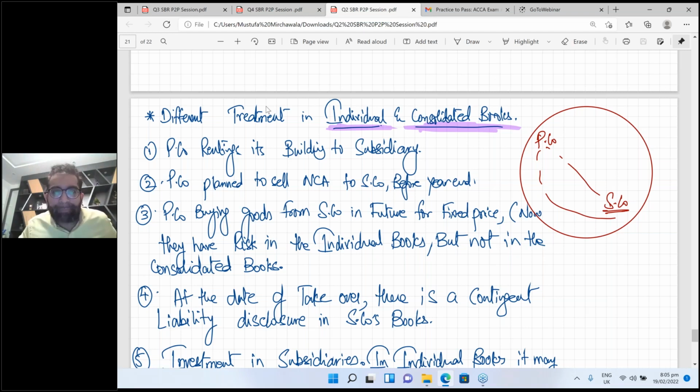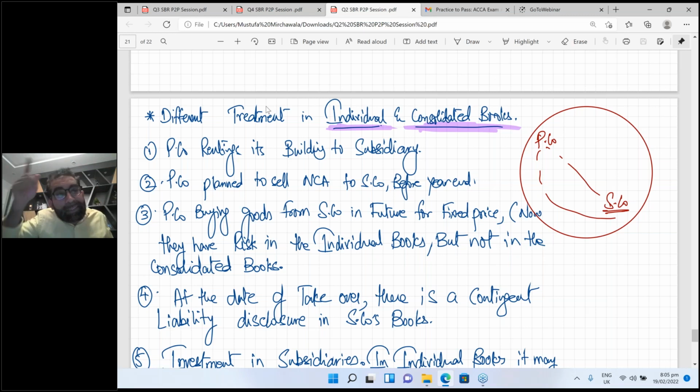And one more thing: from the day we classified this asset as held for sale, from that date onwards we won't be booking any depreciation, because we don't depreciate current assets. So now in the individual books of the parent company, IFRS 5 is perfect, right?